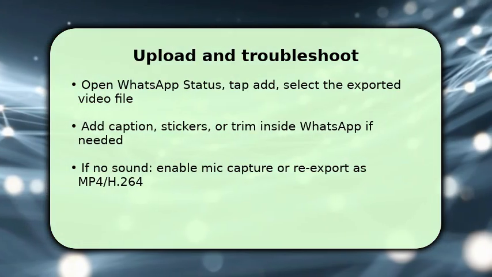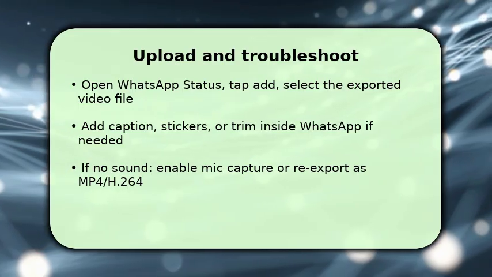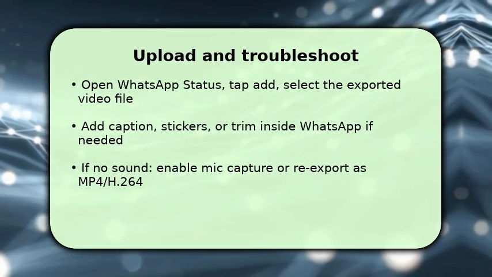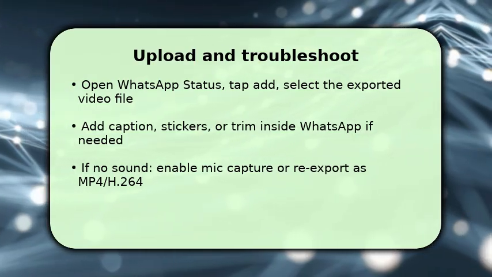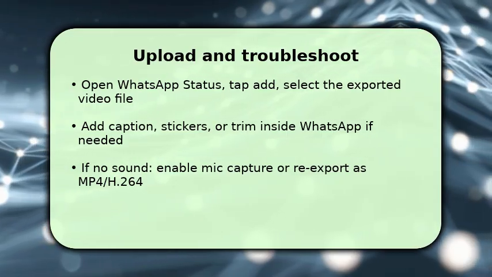You're ready to post. Open WhatsApp, go to Status, tap Add, and choose the exported MP4 from your gallery. Add text or stickers, check Privacy, My Contacts, or Selected, then post. If WhatsApp trims unexpectedly, make a new 30-second clip or split into parts.